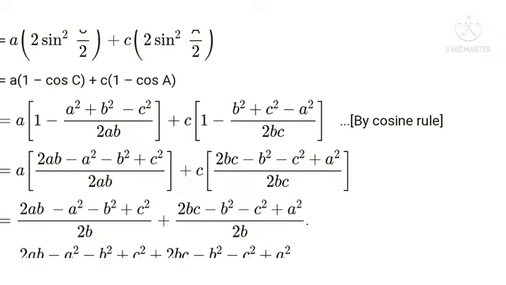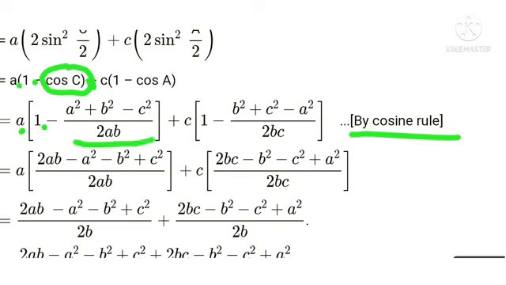Now students here observe, a as it is, 1 as it is, you use here the cosine rule. Cos C we write as (a square plus b square minus c square) upon 2ab. C as it is, 1 as it is, you write cos A as (b square plus c square minus a square) upon 2bc.